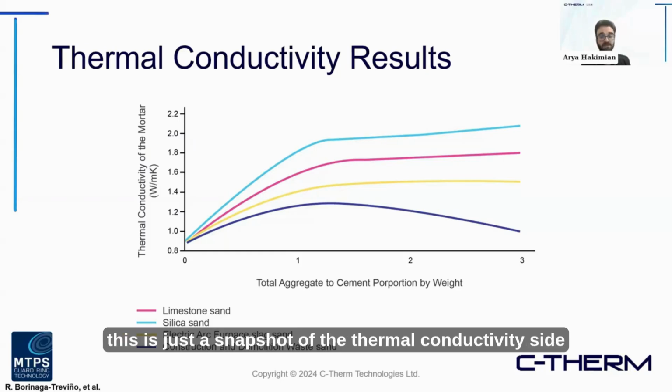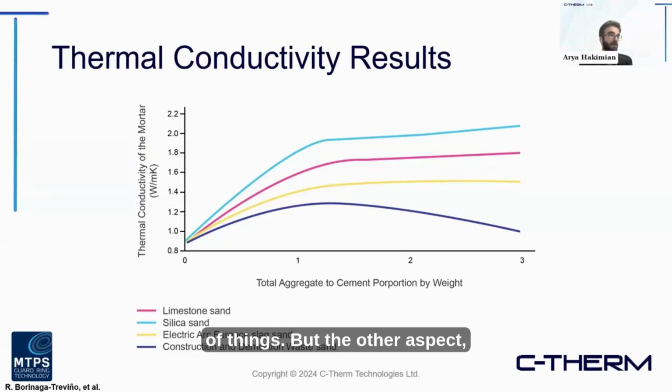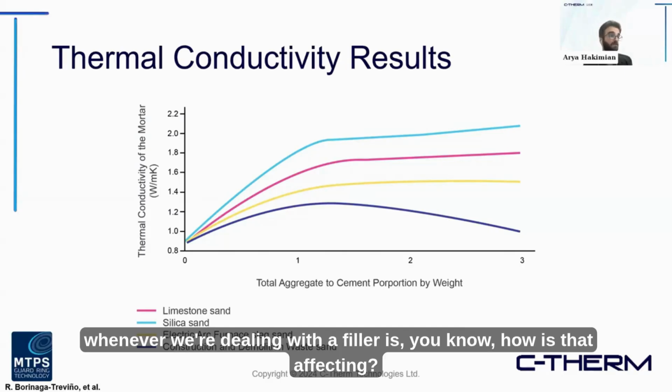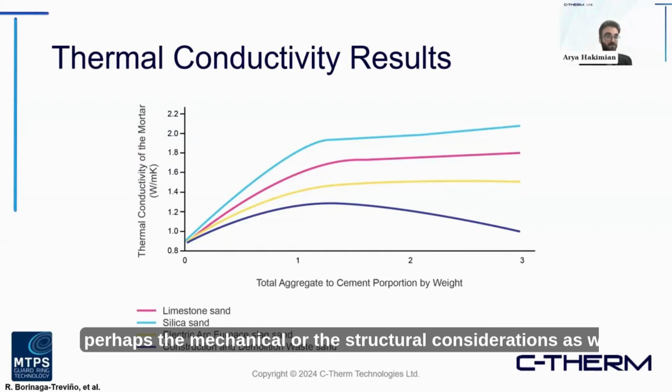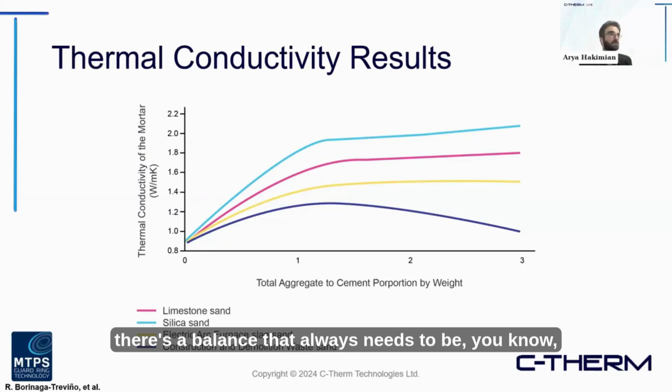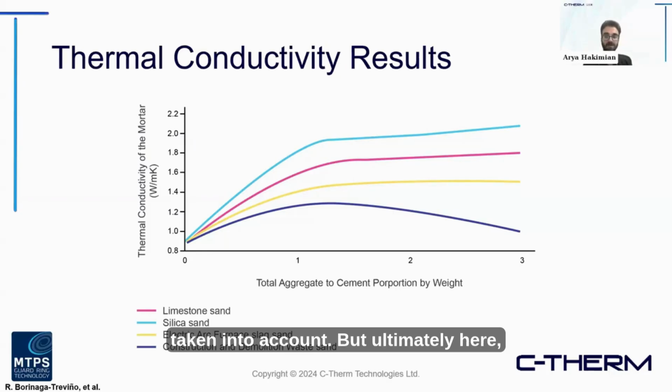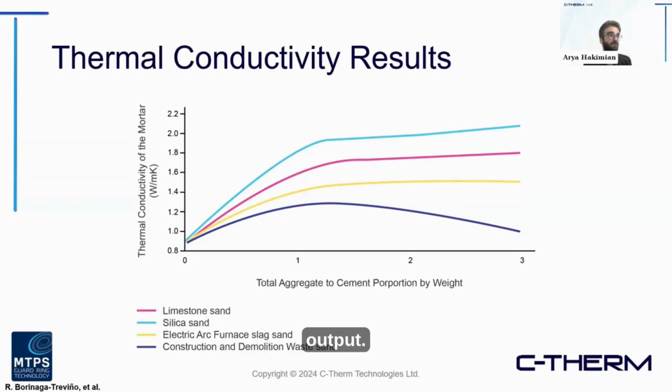And of course, this is just a snapshot of the thermal conductivity side of things. But the other aspect whenever we're dealing with a filler is, how is that affecting some of the other properties, perhaps the mechanical or the structural considerations as well. So there's a balance that always needs to be taken into account. But ultimately here, looking purely at thermal conductivity, that silica sand did result in the highest effective output.